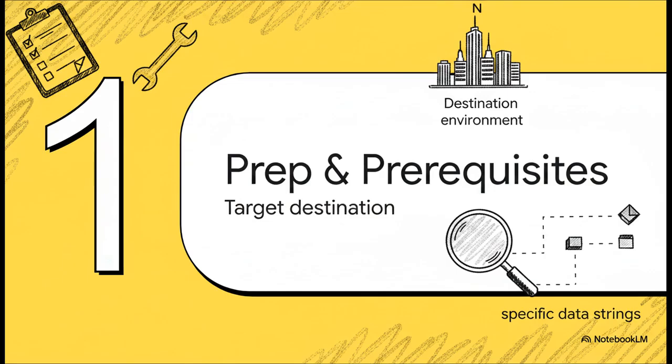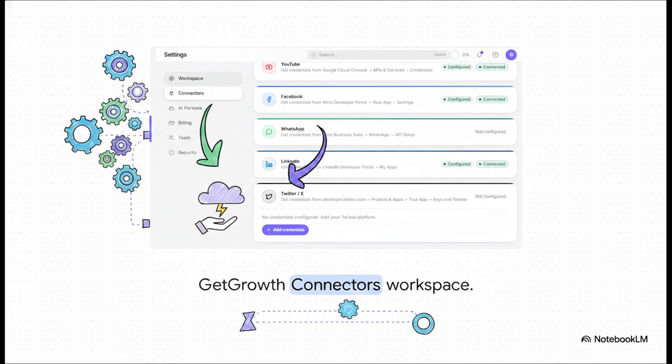Let's look at our target destination. As developers, you know it's always best practice to start by looking at the exact end state we need to achieve. Inside your GetGrowth Nexus, specifically under that Connectors workspace menu on the left, you'll find your active integrations. If you look down at the bottom, there's the Twitter/X integration waiting for us. Right now, it's clearly showing that no credentials are configured yet. Visualizing this target environment first is super helpful because it gives us our exact schema requirements, which completely prevents configuration drift when we're deep in the external provider's dashboard later on.